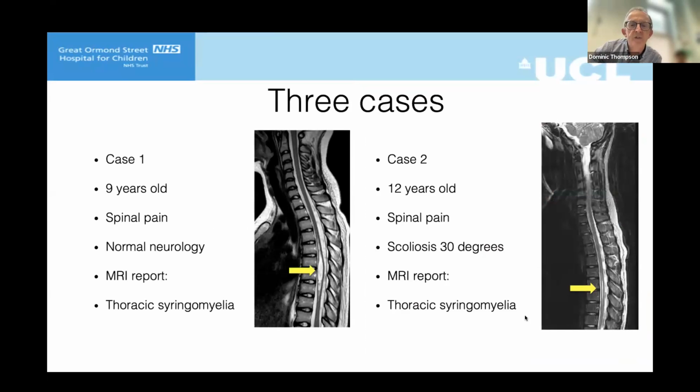I'd like to present to you 3 scenarios. First of all, case 1, a 9-year-old child. This would be a typical referral to pediatrics. Spinal pain, has a normal neurological exam, but has an MRI scan which reports a thoracic syringomyelia. On the right, we've got a second case, a slightly older child, 12 years, also with spinal pain, but this one has a scoliosis, and you can see that slightly from the MRI. Again, the MRI reports, as you can see from the arrow, a thoracic syringomyelia.